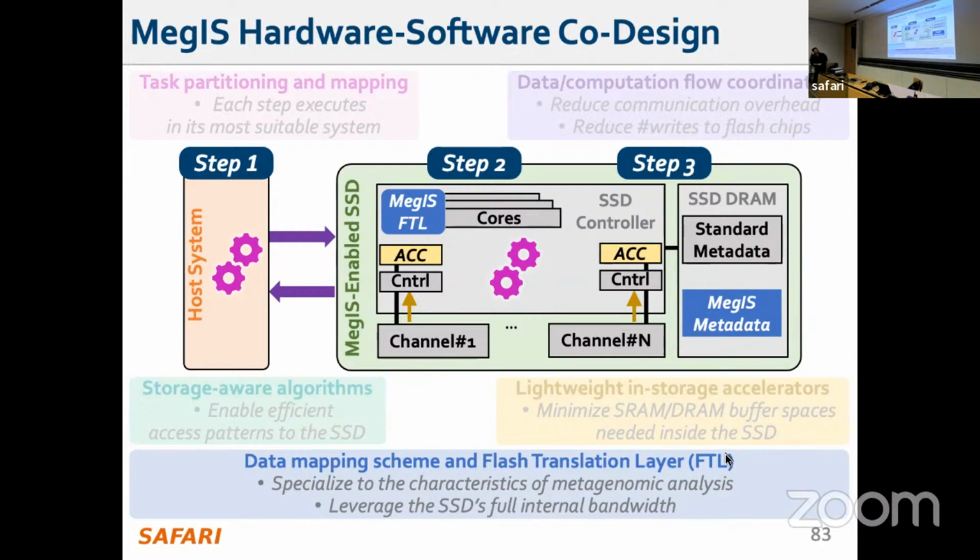So this means that you also need to prepare your database in a way that doesn't require random accesses, right? So the question is, how do you redesign that database so that it will not require random accesses to SSD? And also, how do you handle some of the computations needed in metagenomics, for example, the intersection step, right?